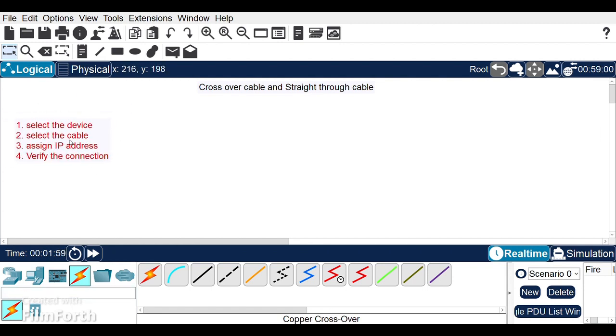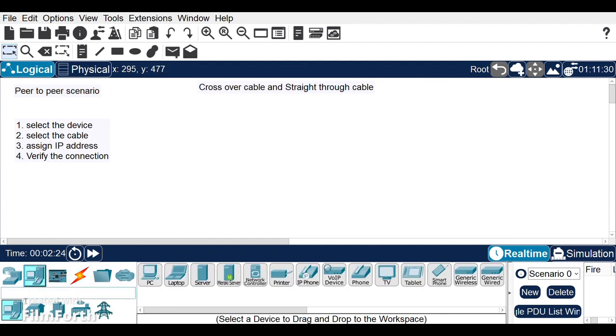You will be asking me why we need to select the device. What I'm going to tell you is I'm going to check both these cables using one scenario, that is the peer-to-peer scenario. I'm going to build this scenario. For peer-to-peer or for any scenario, we need these steps. So for the peer-to-peer scenario, first select the end devices. I'm selecting one PC here, one PC here.